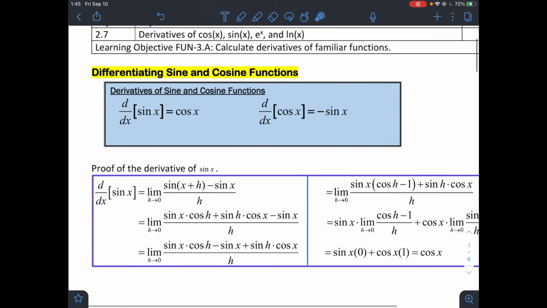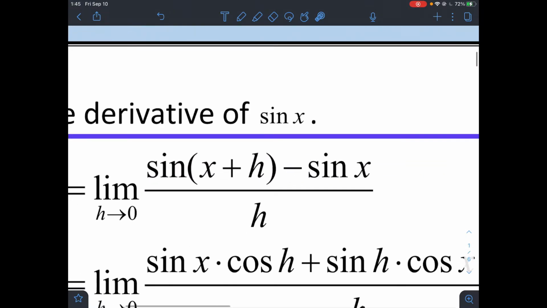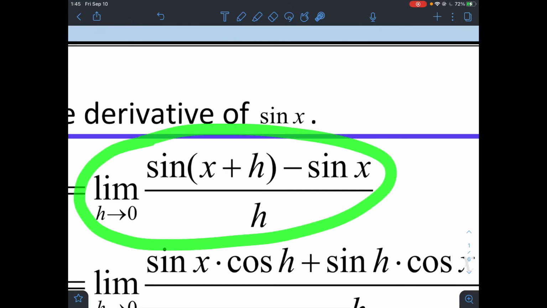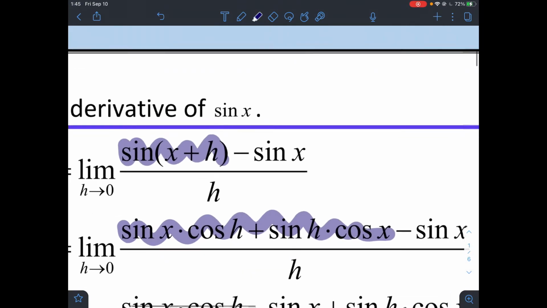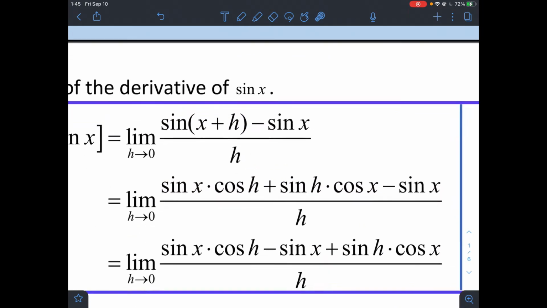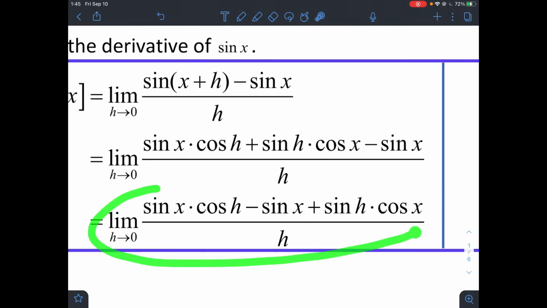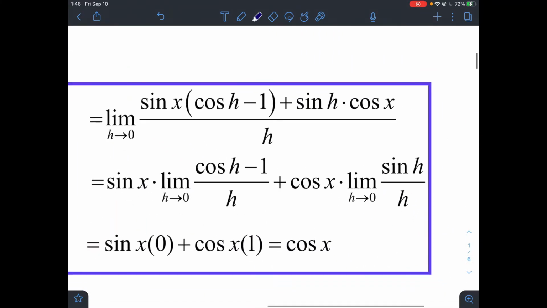And here we have a proof of that first derivative, the derivative of the sine function. So we start with the limit definition of derivative. And then this is a sine alpha plus beta formula that you probably learned in pre-calculus. The next step, we just do some rearranging of terms, which allows us to then factor a sine out of these two terms, which you can see here.